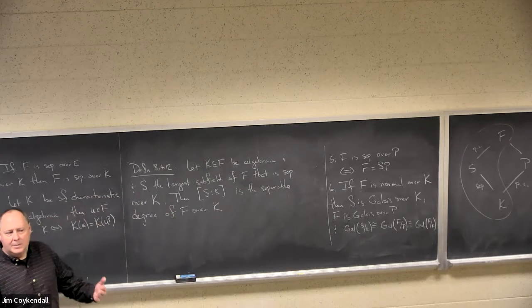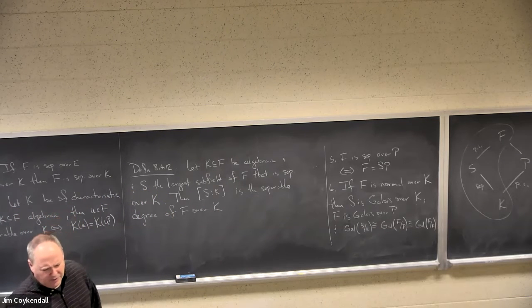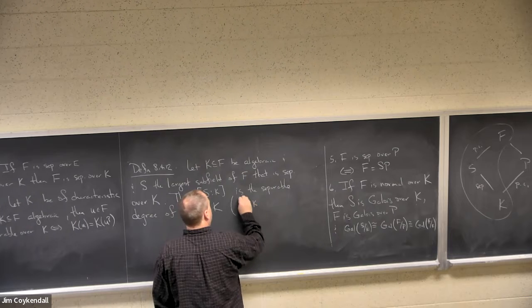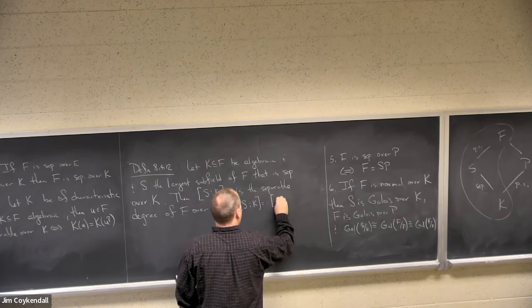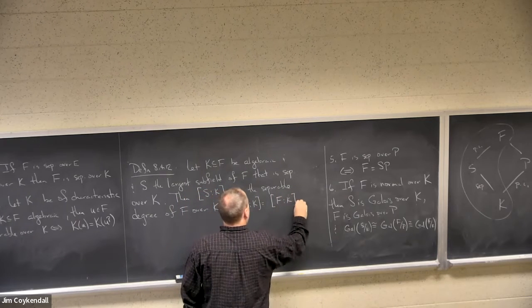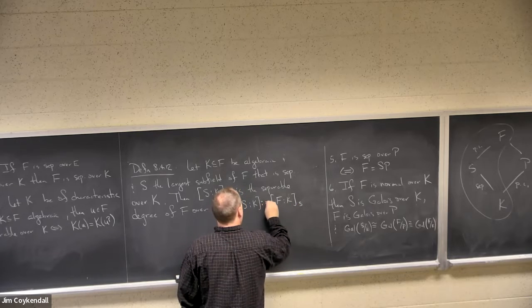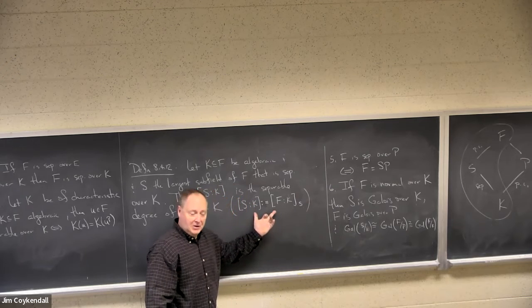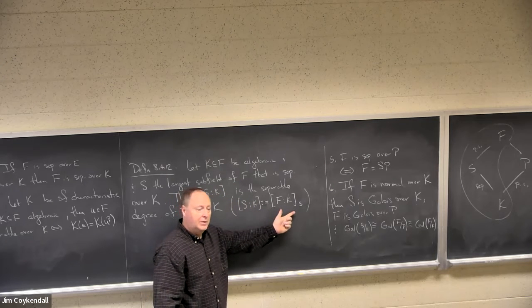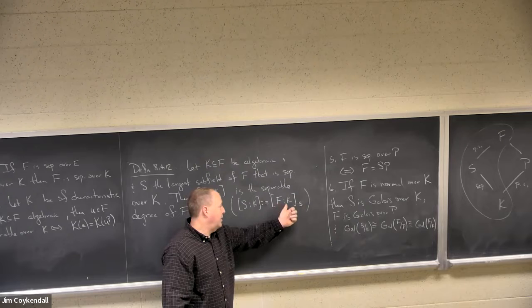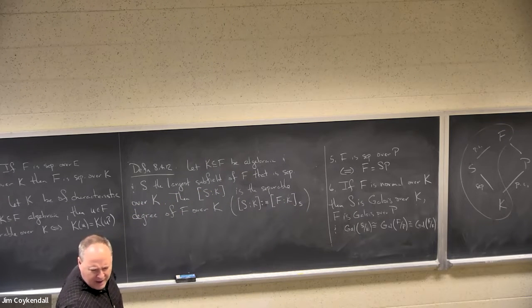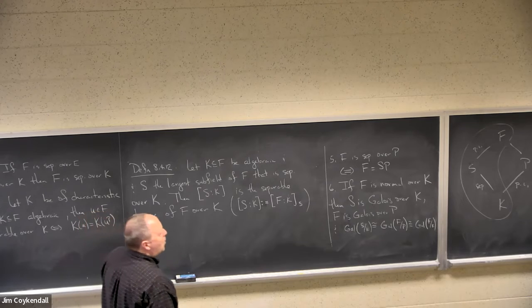Right, so it's just the degree of the biggest intermediate extension that's separable. So this is not something I can prove. This is a notation, right? Sometimes you call the separable degree of F over K is [F:K]_s, so the S for separable.